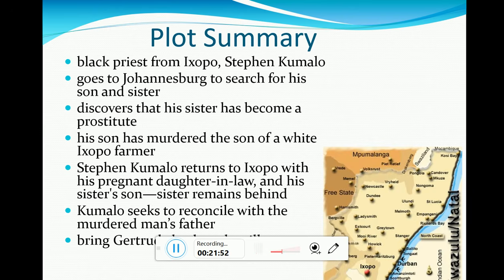Now, such events of the plot are important to note so that we understand the background and the conditions that Reverend Stephen Kumalo lived under and was subject to. Now, under those difficult circumstances, he still needs to travel to Johannesburg, bearing in mind again that he is an elderly man.